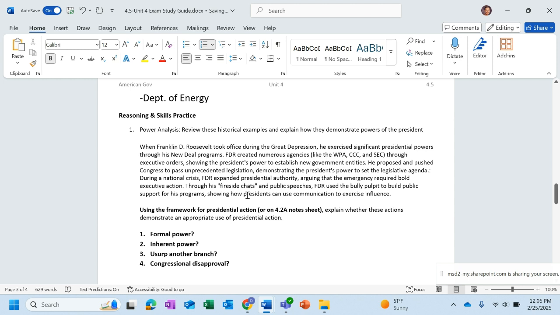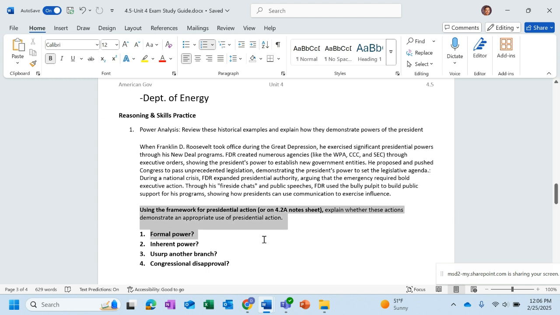So it says, when Franklin D. Roosevelt took office during the Great Depression, he exercised significant presidential powers through his New Deal programs. FDR created numerous agencies like the Works Progress Administration, the Civilian Conservation Corps, and the Securities Exchange Commission through executive orders, showing the president's power to establish new government entities. He proposed and pushed Congress to pass unprecedented legislation, demonstrating the president's power to set the legislative agenda. During national crisis, FDR expanded presidential authority, arguing that the emergency required bold executive action. Through his fireside chats and public speeches, FDR used the bully pulpit to build public support for his programs, showing how presidents can use communication to exercise influence.